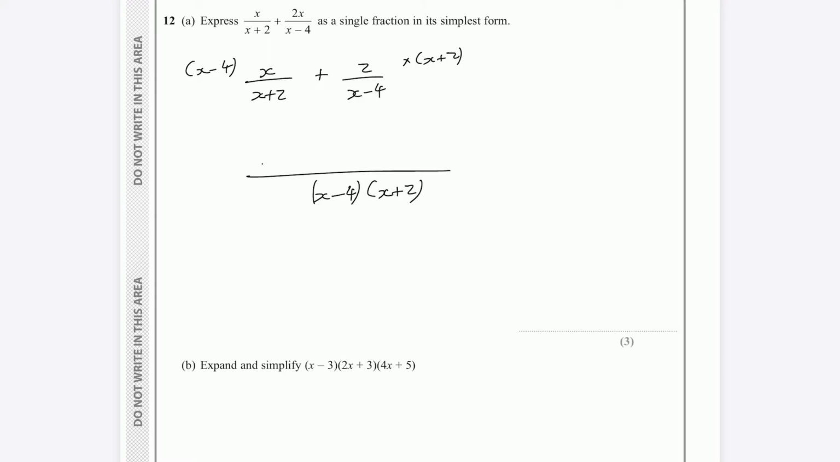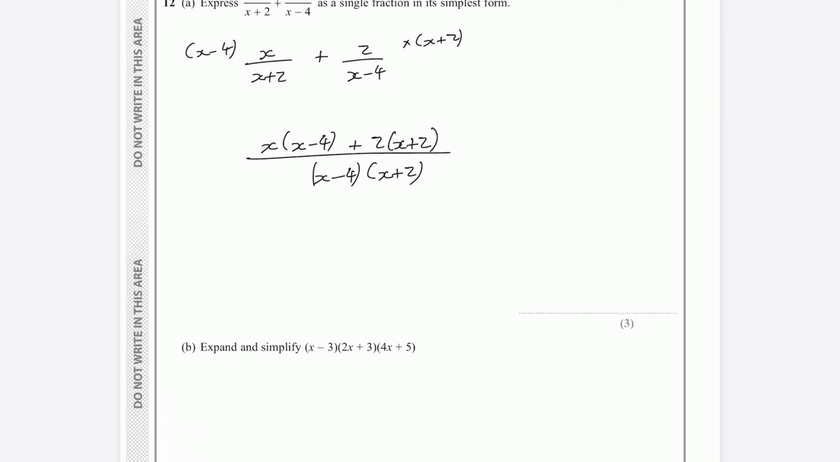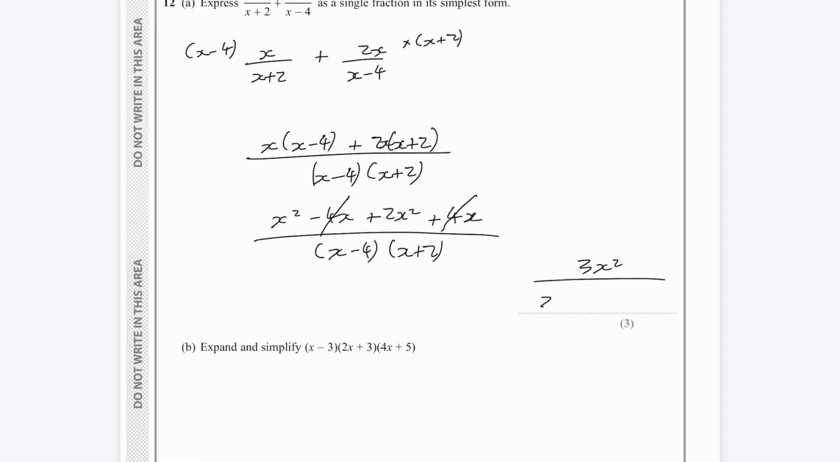And at the top we end up with x bracket x minus 4 plus 2 bracket x plus 2. That should say x there. And then if you expand that out, that becomes x squared minus 4x plus 2x squared plus 4x all over x minus 4, x plus 2. Now this and this cancel out, and that leaves us with 3x squared all over x minus 4, x plus 2 as a single fraction.